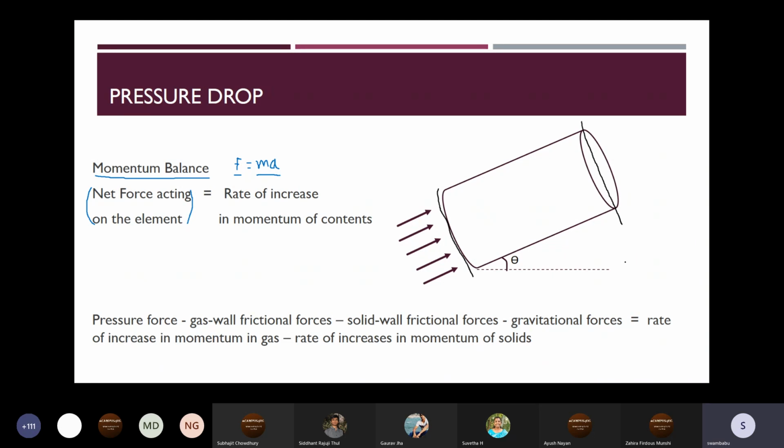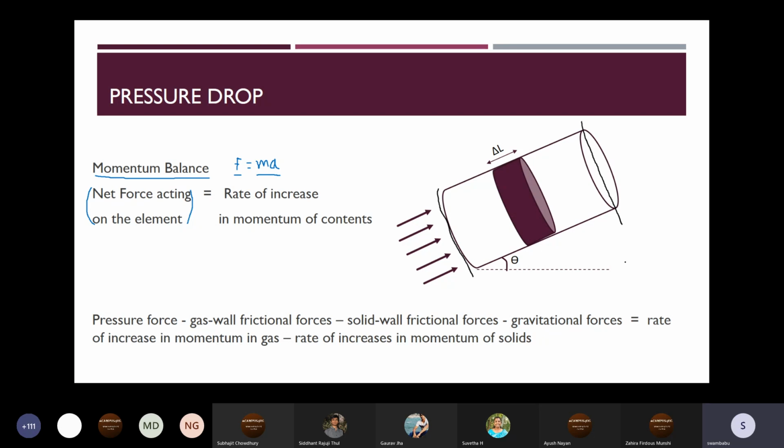first of all we will take a small element. We will do the balances there. Then we will integrate to get the overall expression. Right? That is the standard procedure we follow.